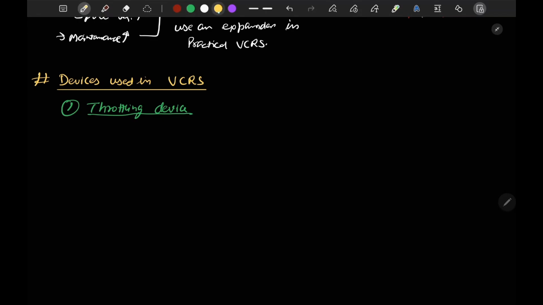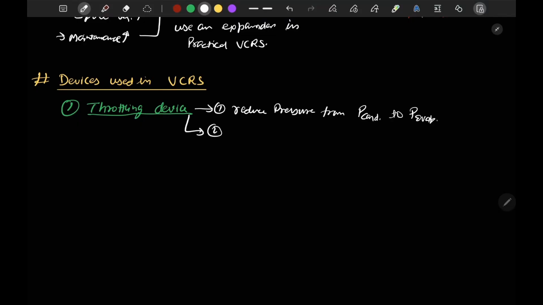There are two important purposes for which we use a throttling device. Purpose number one is to reduce the pressure of the refrigerant, or simply write, reduce pressure from the condenser to the evaporator pressure. Of course, this pressure reduction will be of your working fluid, the refrigerant.